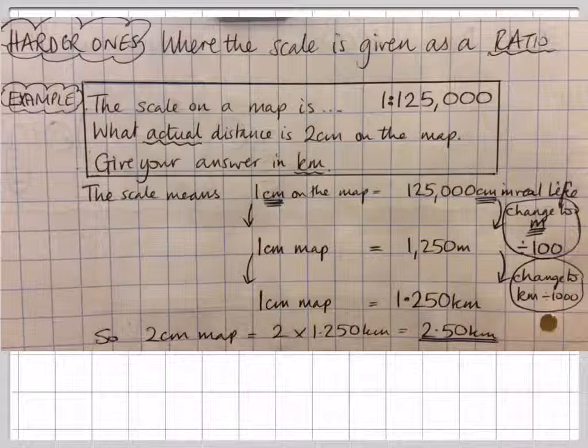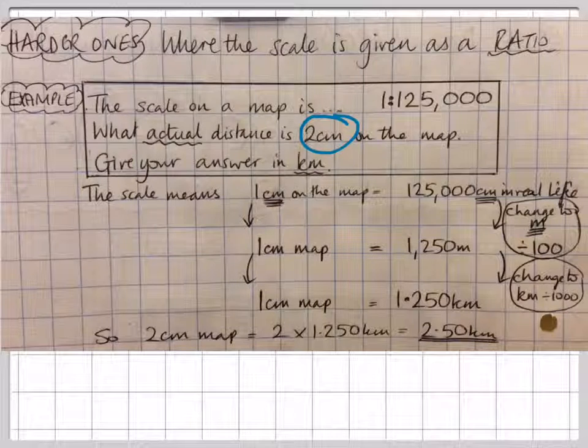Okay, here's an example that's been worked through. The example says the scale on a map is 1 to 125,000. Now notice there are no centimetres, metres, nothing. It's just given as a ratio. We're asked what actual distance is 2 centimetres on the map. Give your answers in kilometres. So I'm going to start with the idea that we're looking at centimetres.